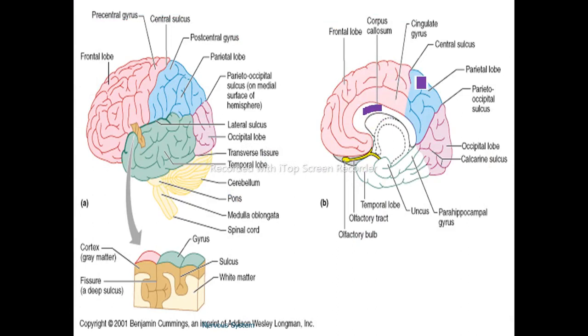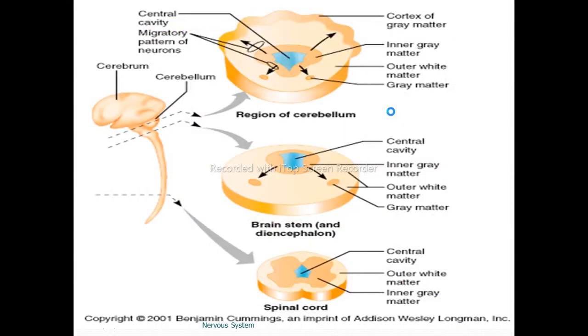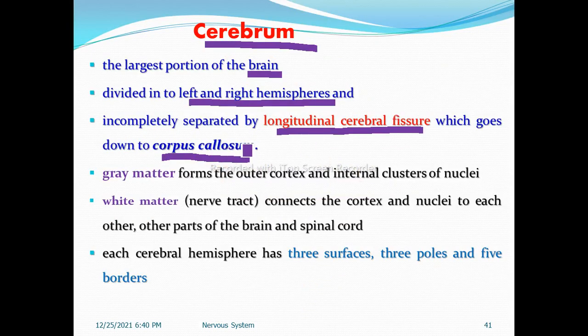This section continues from the longitudinal cerebral fissure. So this is the corpus callosum. The other way is we can divide the brain into gray matter and white matter.